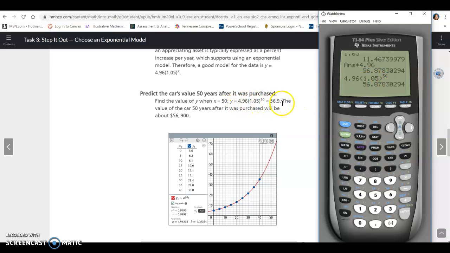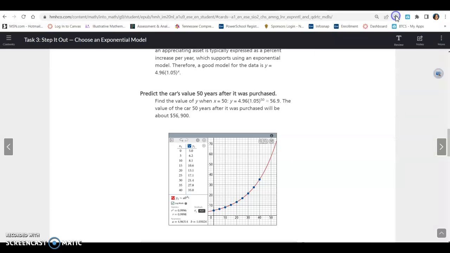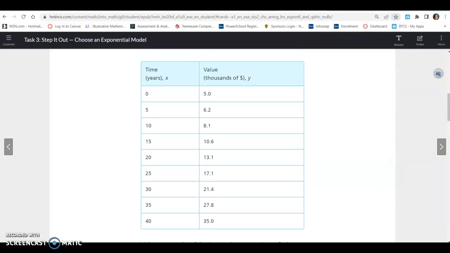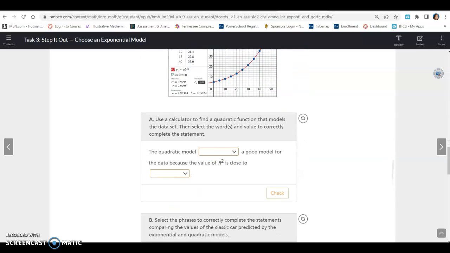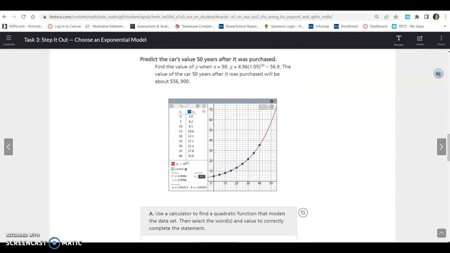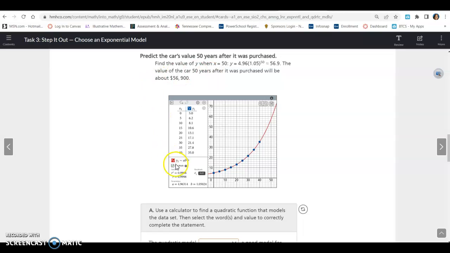So 56.9 is about $56,900, which is what the car is worth after 50 years. If you remember, the table said the value is in thousands of dollars. Time in years, value is in thousands of dollars. All right, and it shows this graphed on your calculator here.